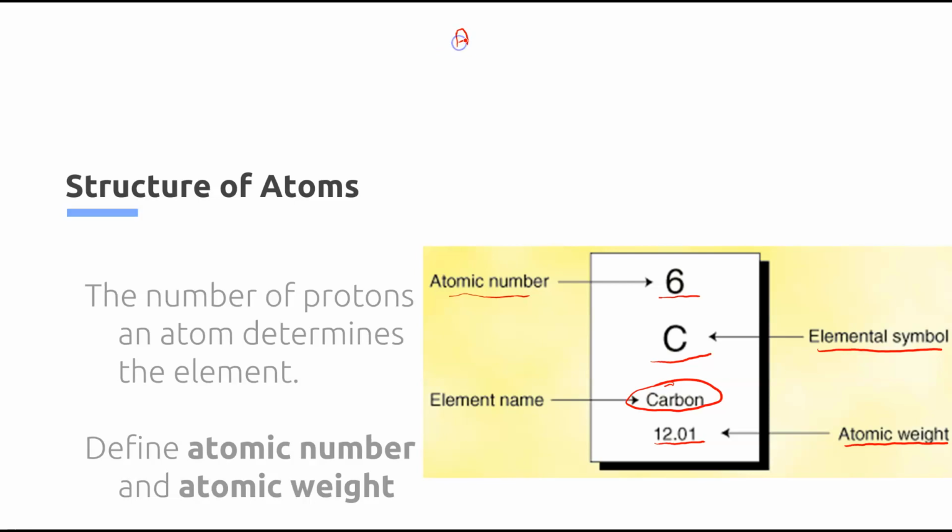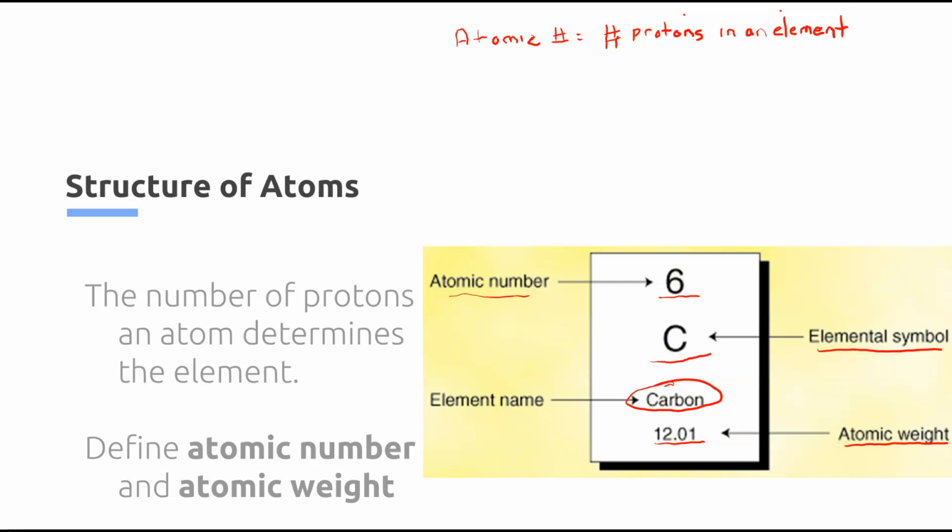So atomic number is the number of protons in an element. So atomic number is the number of protons in an element.